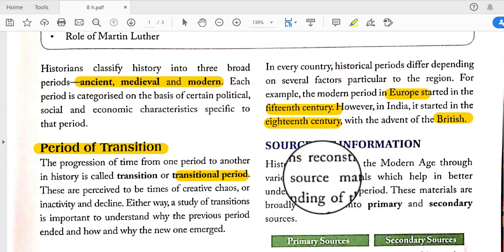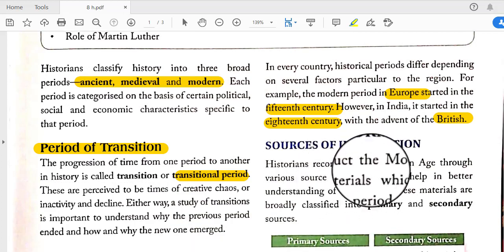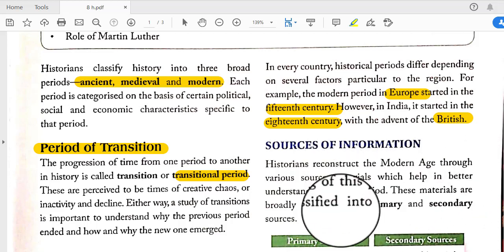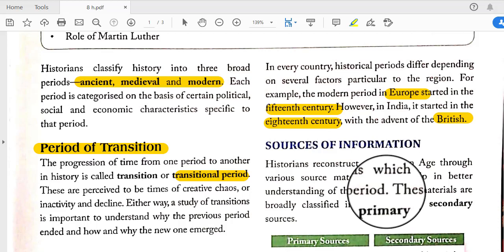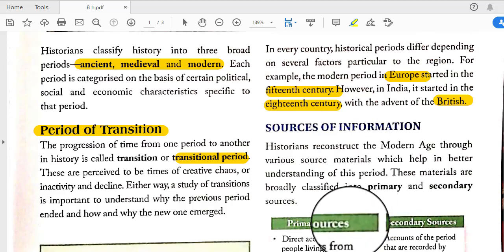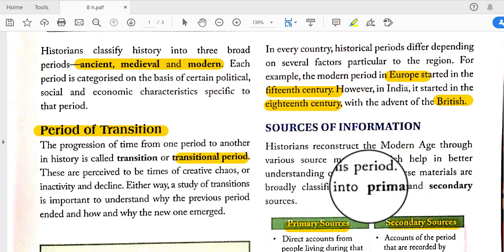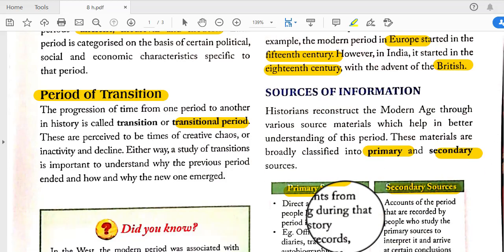Sources of information. Historians reconstruct the modern age through various source materials which help in better understanding of this period. So we get lots of information from various sources. We can divide these sources into two parts: one is primary source, another is secondary source.